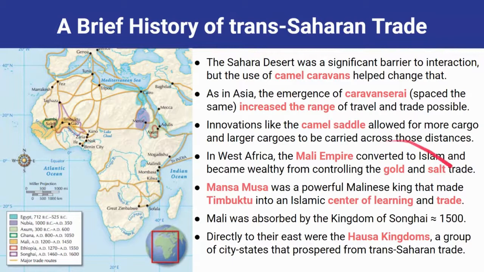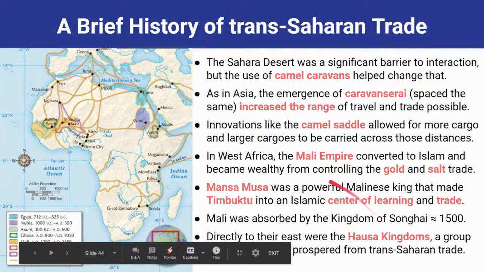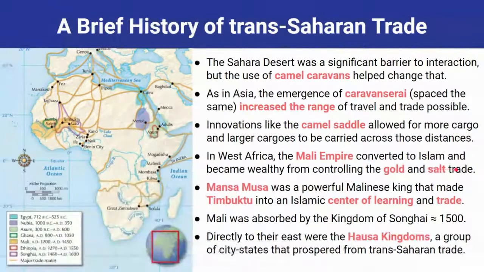In West Africa, you need to know the Mali Empire, which we talked about in Unit 1, so hopefully you know who they are. They convert to Islam, and they control the gold and salt trade. Again, when you think West African trade, think gold and salt. Those are the two big things. You should by now know the name Mansa Musa. He's a powerful Malian king. He was a devout Muslim as well.